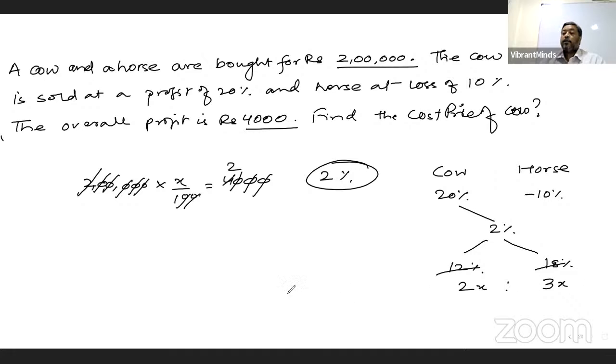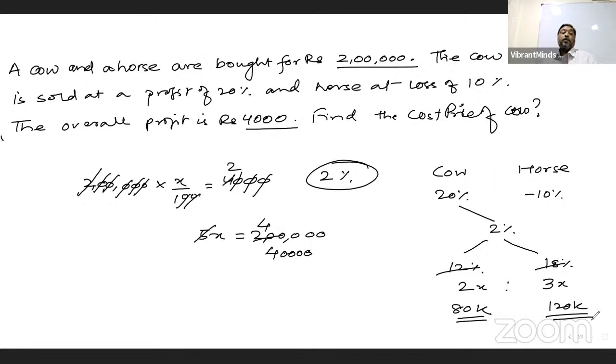So 2x and 3x. So 5x is equal to 2 lakh. It means x is equal to how much? 40,000. So 2x is equal to 80,000 and 3x is equal to 1,20,000. This is your value of cow. Did you get my point? One of the best ways of using the allegation method.